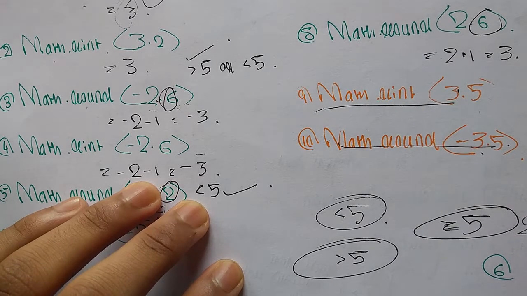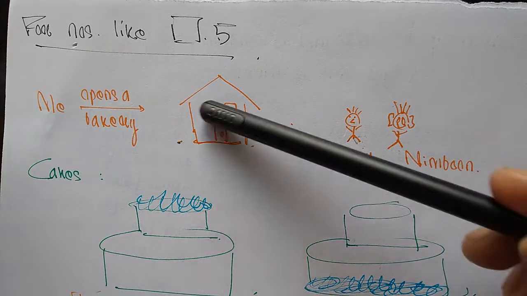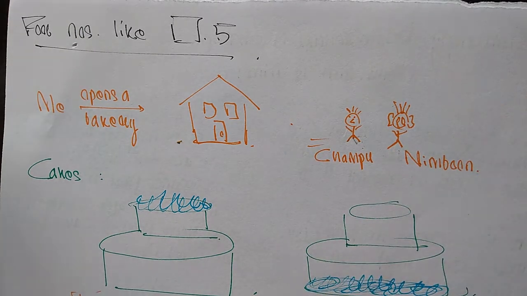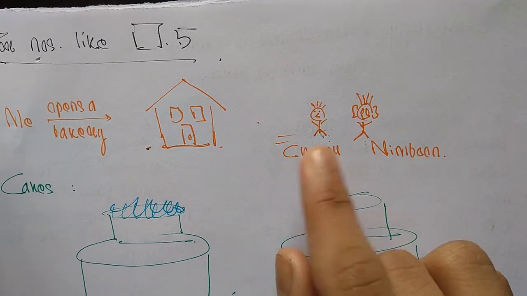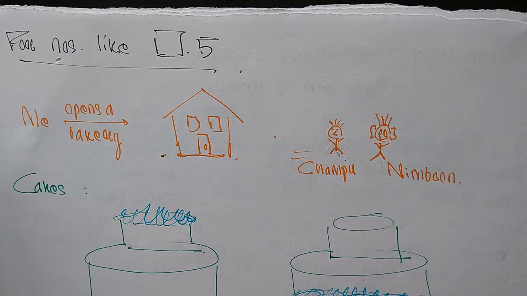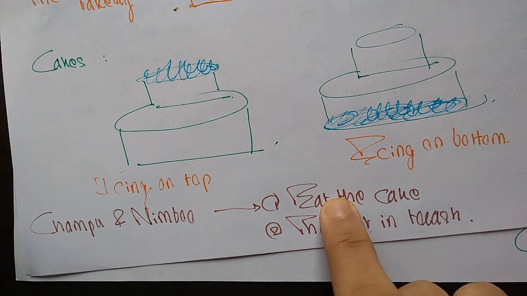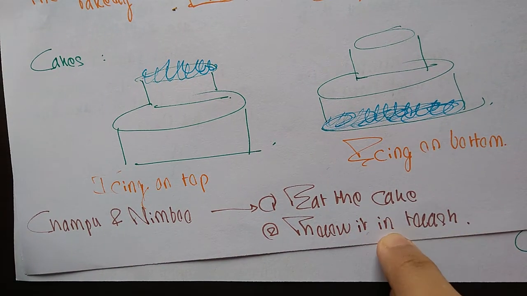Okay, to understand this, I'll consider an example and please pay attention to this one because it's a bit hard, right? So I open a bakery and this looks like a home. Actually my home is just the bakery, fine. And two people come, you can see them, Champu and Nimbu. These two people are very dumb. They have some different moods only. They do only two things. They either eat the cake or they throw it in the trash.